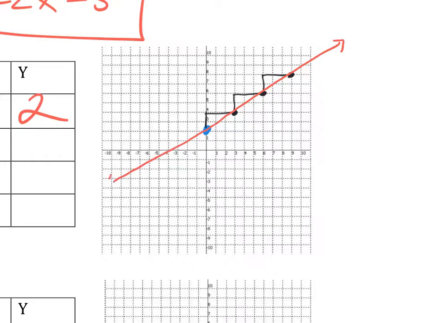Arrows at the end of our line. Okay, any questions on that one? That was in y equals mx plus b form, so I know you guys are probably most familiar with that.